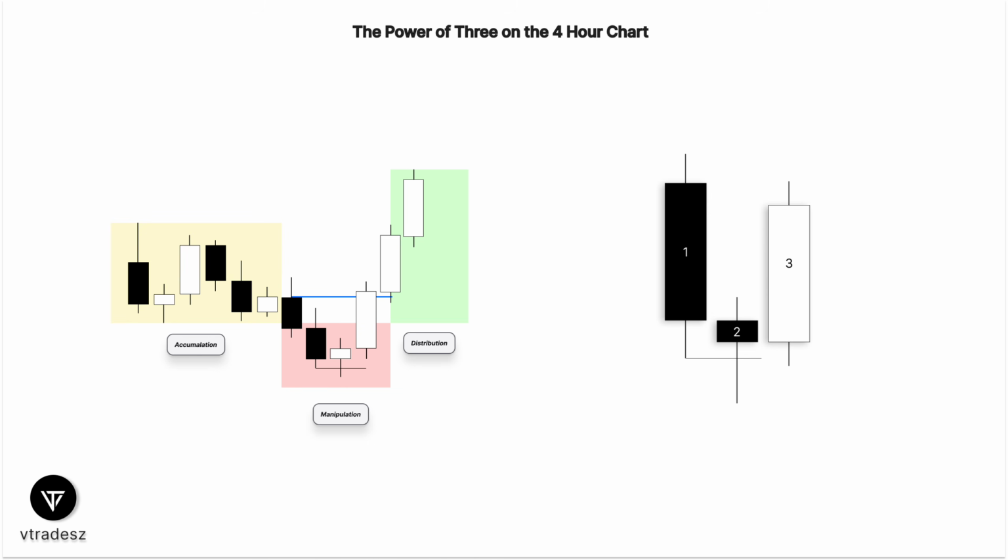But if candle 2 has a huge long wick, then the manipulation took too long, and we have to wait for candle 3 to be the distribution.